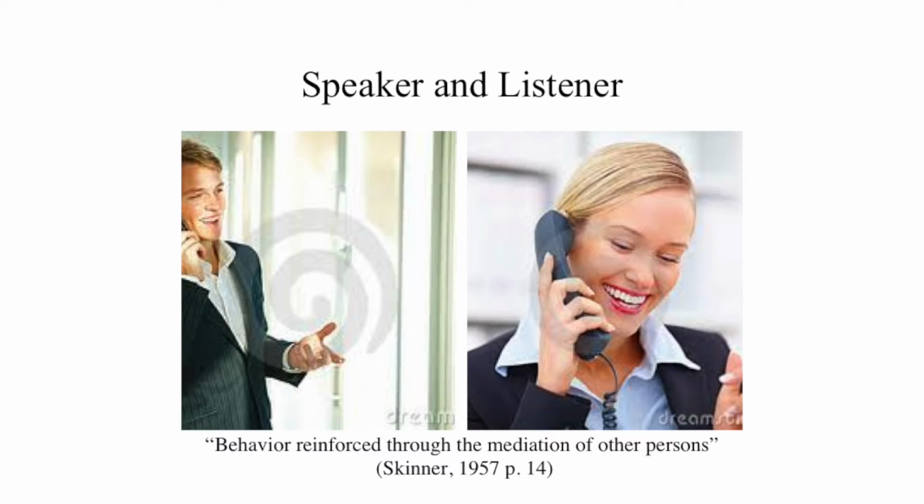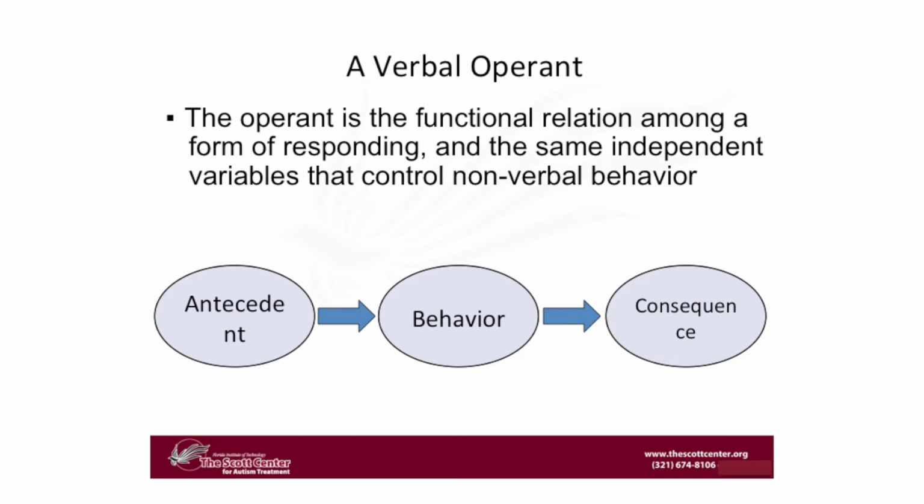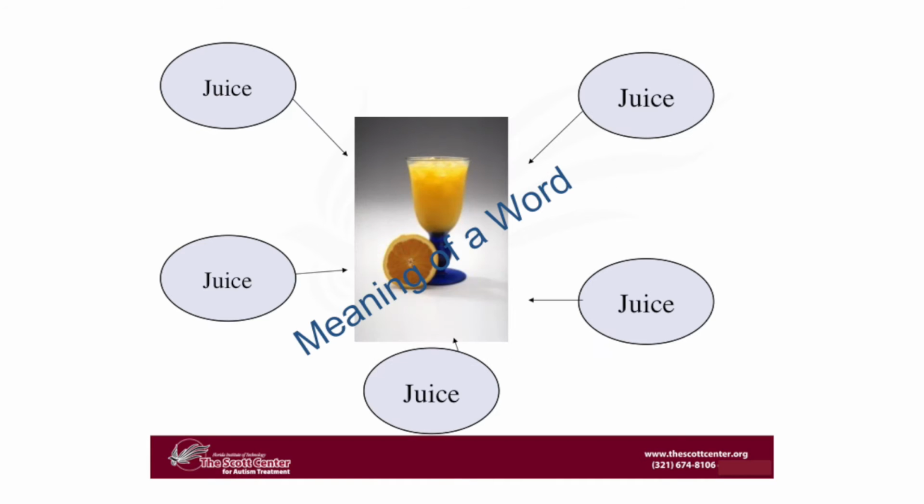Well, it requires two components. It requires a speaker and a listener, and verbal behavior is reinforced through the mediation of other people. In other words, it's a three-term contingency. Thus, when we examine the verbal operants, we need to do the same analysis. We're going to move from left to right. You have the antecedent, the behavior, and the consequence. So here you see the juice.